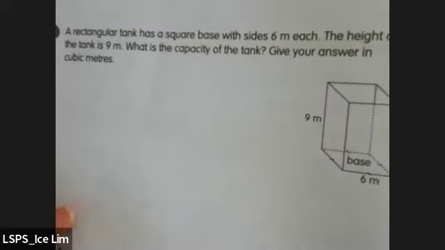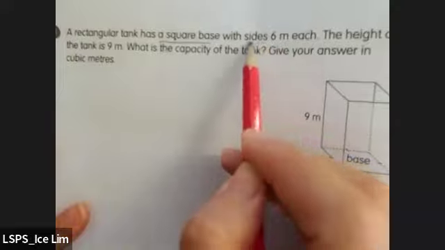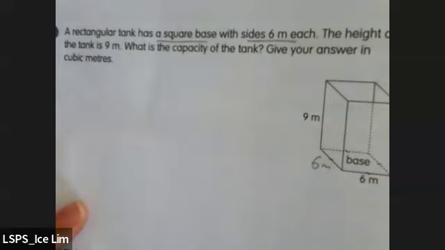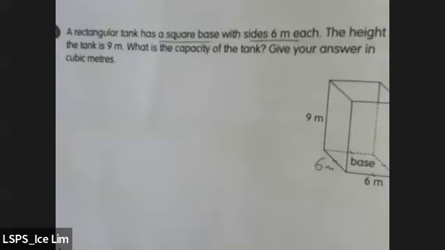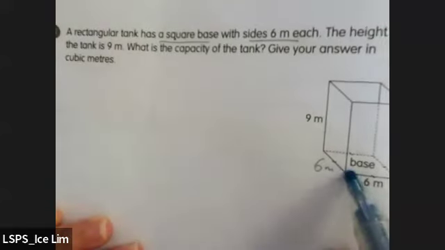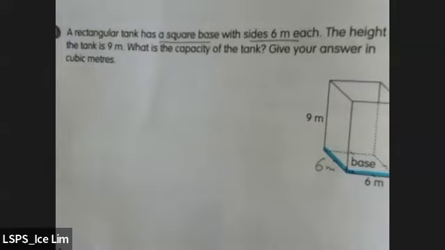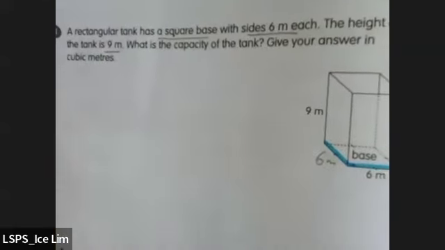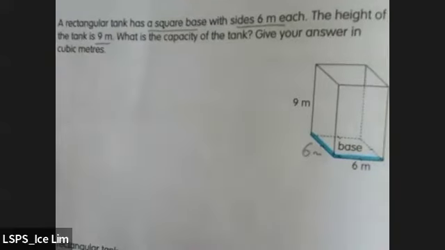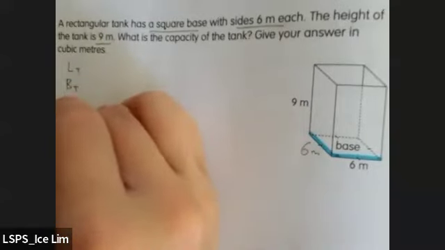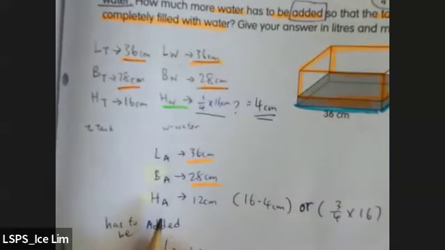So over here, the tank has a square base of sides 6 meters each. So the bottom is square, but the whole thing is rectangular. So it still makes it a cuboid tank. It's still rectangular. So it's a square base. It says the height of the tank. And yesterday I just shared with you that small tip of writing length, breadth, height with a little bit of a trick. So this is what you can adopt in your exams.